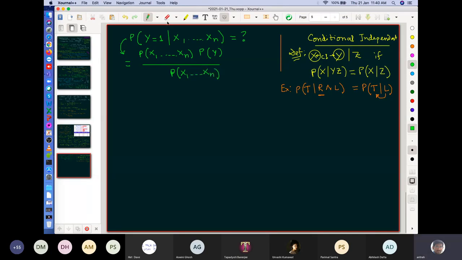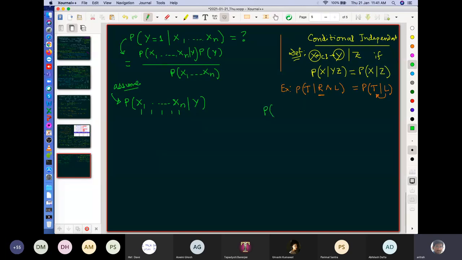Sorry, this is one thing I missed here. Now, what does this term say? If I can make an assumption about the conditional independence of each of my attributes, so the way that I choose my attributes during a classification problem, if I can choose them in a conditionally independent way, how does it help?